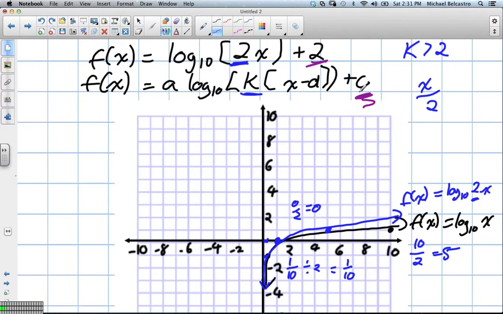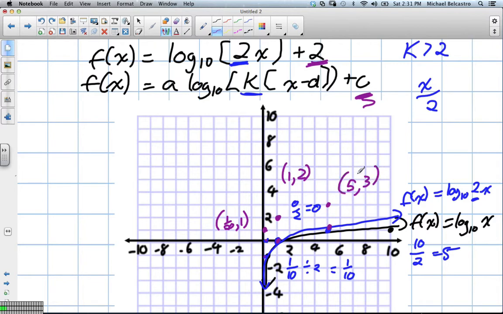The c transformation does what? Moves it up 2. So we take these points and we just go up 2, right? So we go up 1, 2. So that's going to be 1/20th and 1. We know that's going to be one coordinate. This guy's at 0, right? So he goes up 2. He's going to be at 1/2 and 2. And this coordinate here, which is at 5 and 1, goes up 2. So it's going to be at 5 and 3.